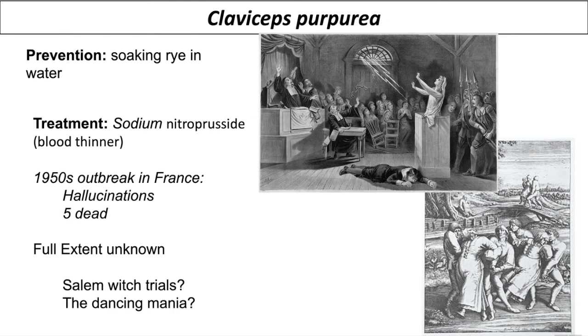Now, the full extent of ergotism is unknown. It's hard to go back into the past and diagnose exactly what would have caused things, but there are a couple of cases that make people wonder if maybe ergotism was an underlying cause. So if you know anything about the early colonial United States of America, there was the Salem witch trials, which had a lot of hallucinatory events in them, and that might have been low level exposure to ergotamine from infected rye, causing some of the hallucinations there.